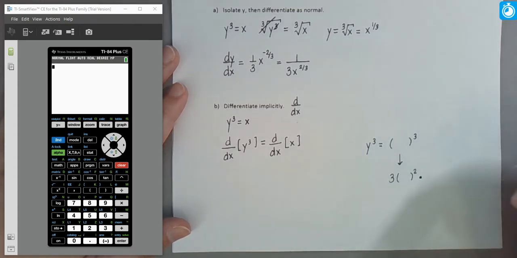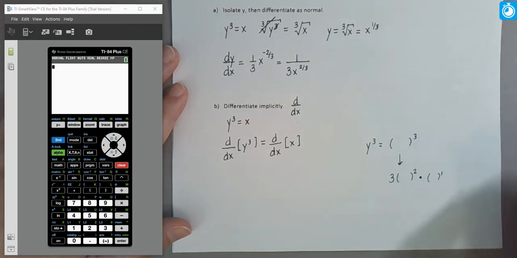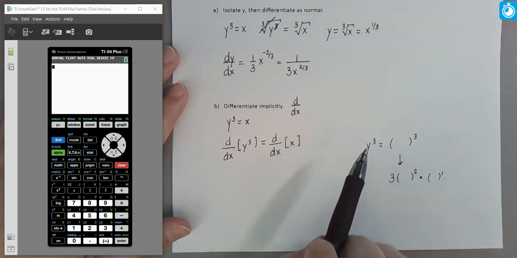But then we know you also have to take the derivative of the inside function. So I'm just going to write it that way. We also multiply by the derivative of the inside function, whatever that happens to be. So that's how the chain rule applies in any situation, regardless of what kind of function we're looking at. That's exactly what we're looking at here.